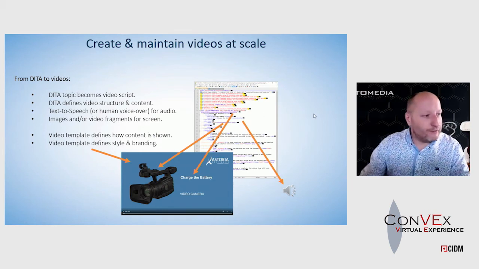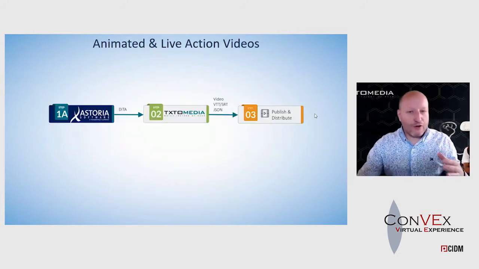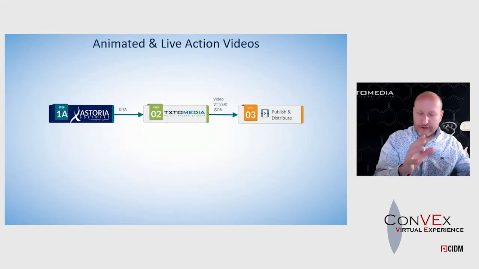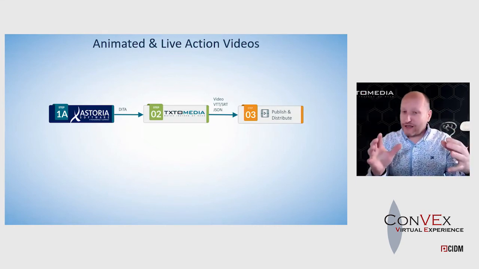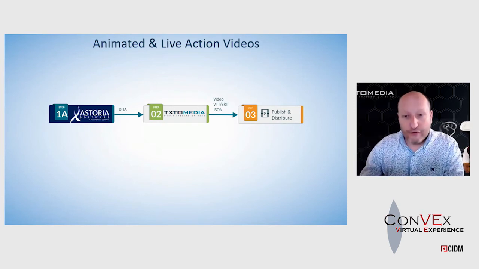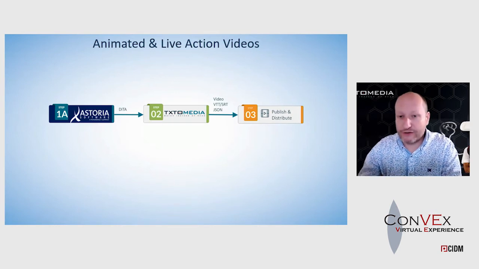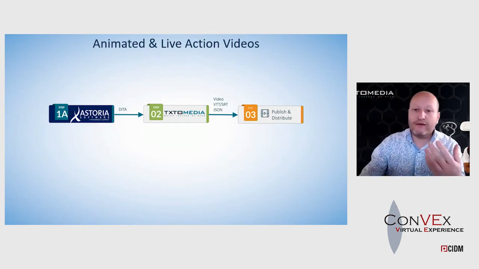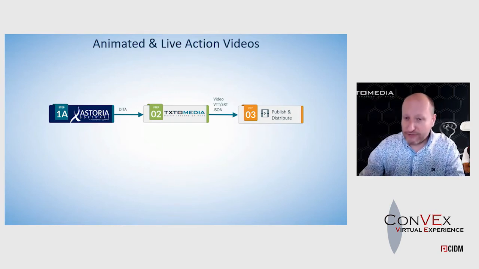And if you then continue and show how that relates, is that on the left you see the Astoria CCMS. We are more or less like an engine to create the videos. And at the end, we deliver video files and subtitle files and also JSON files for some interactivity if needed. And that at the end will give you that animated video.